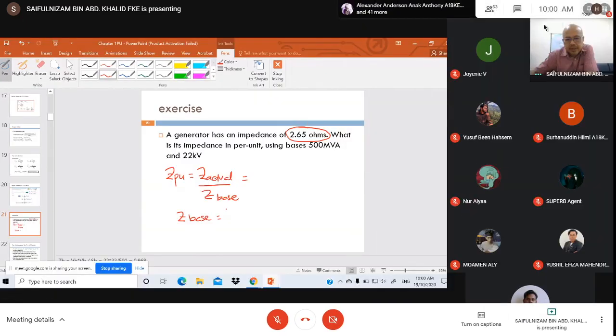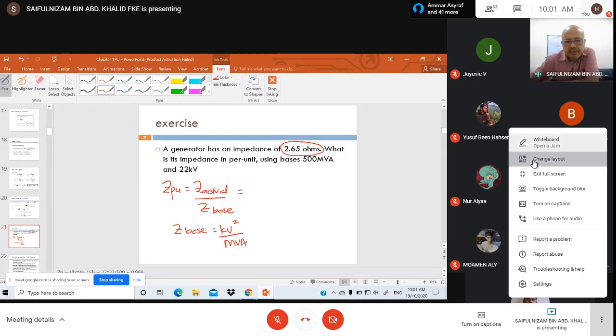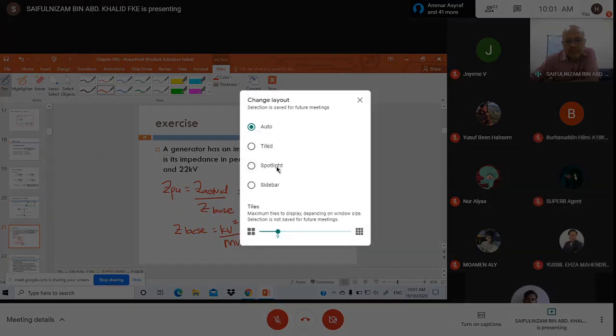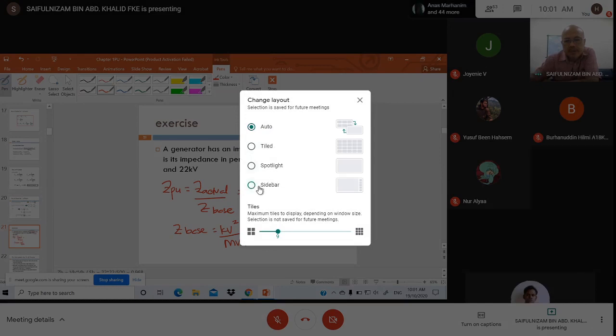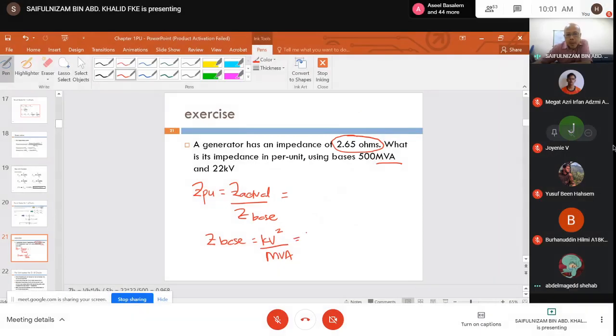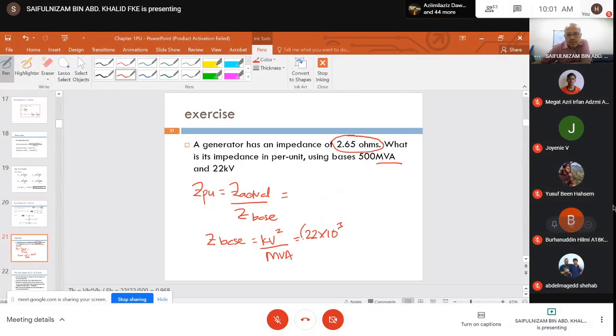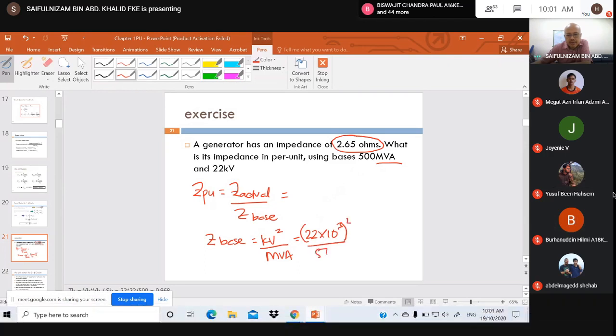V squared over S, right. kV squared divided by S, or MVA. In this case it is mega, MVA, 500 times 10 power 6. So what is the base? 22 kV squared divided by 500 times 10 power 6. So what do you get?